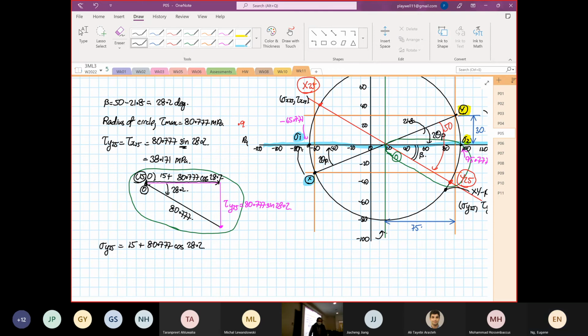Okay. So from here, this is equal to 15 plus cos 28.2 times 80.777, which is equal to 71.189. So it's 15 plus 71.189, which is equal to 86.189 megapascal.